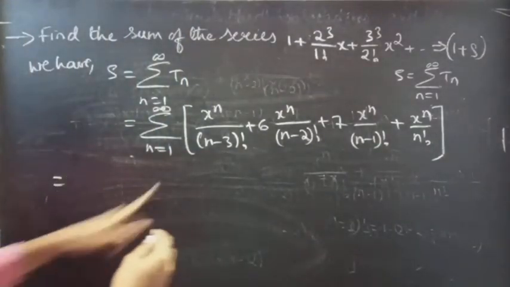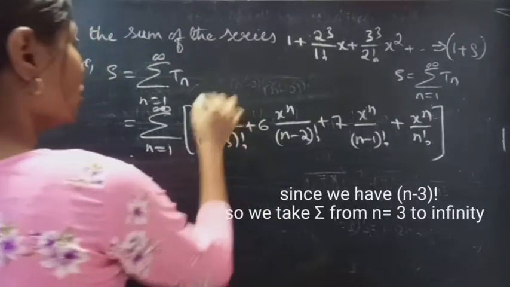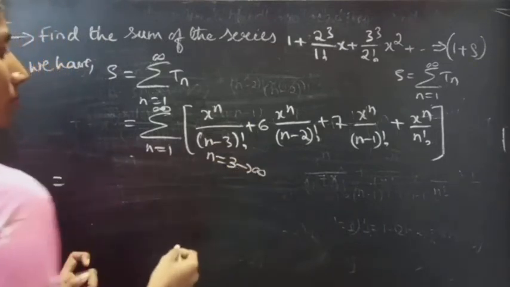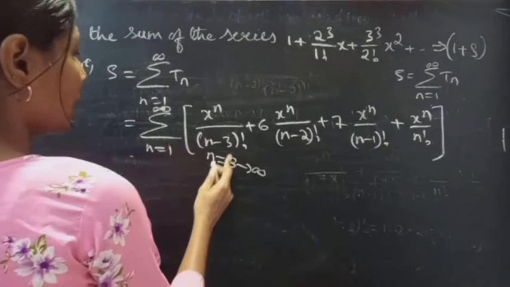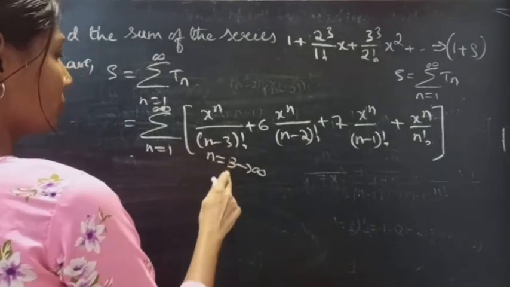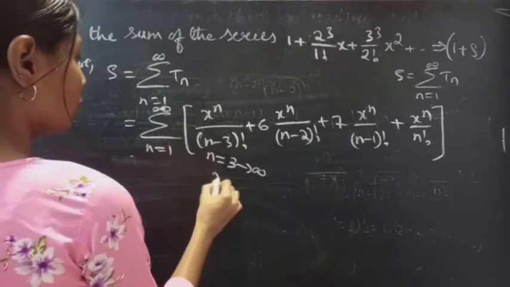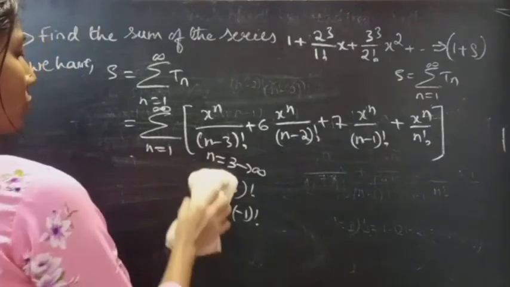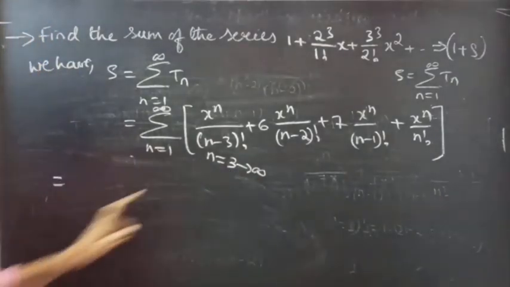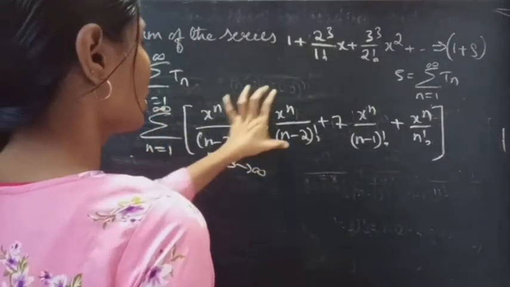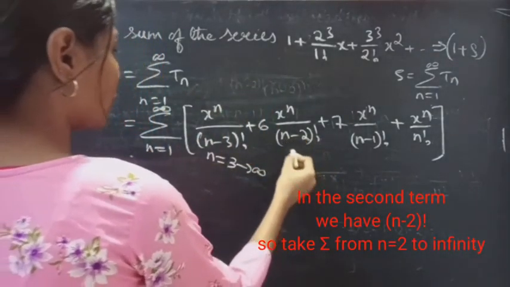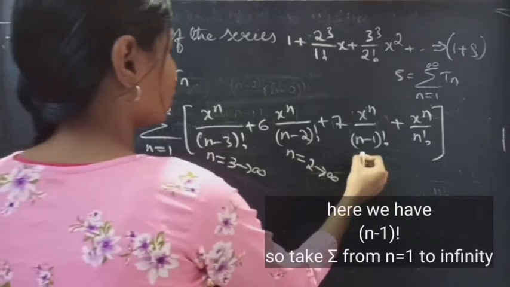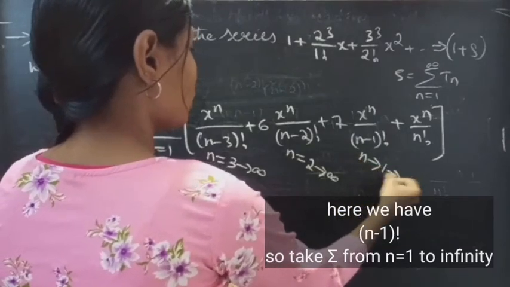This equals, see, you're having n minus 3 factorial. So for the first term, n runs from 3 to infinity. If you take any number less than 3, you'll get negative. See, if you take 2, you'll get 2 minus 3 factorial, which equals minus 1 factorial, right? You should not get any negative numbers. So we'll take n equals 3 to infinity for the first term. And in the second term, you're having n minus 2 factorial. So here n runs from 2 to infinity. For the third term, n runs from 1 to infinity.